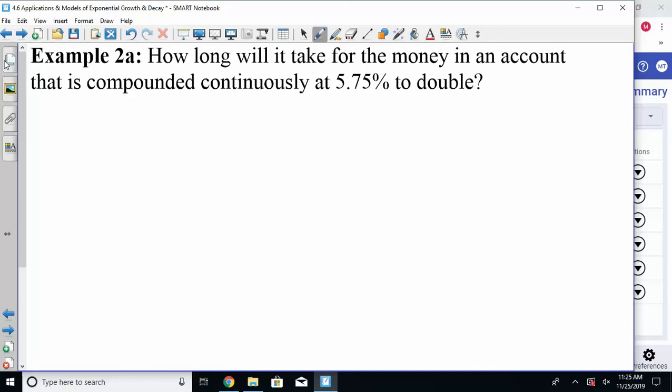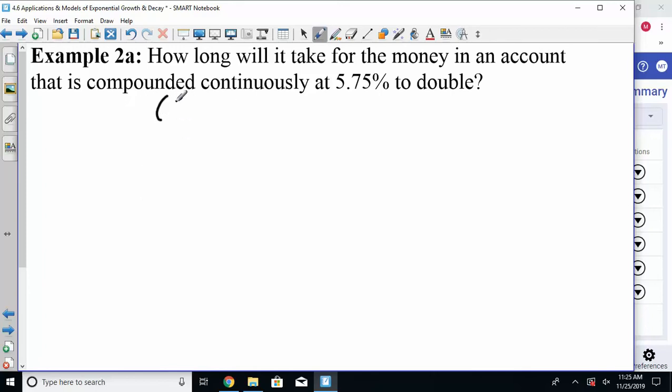Okay, we've done problems like this before. We set them up anyway. We were solving for different things. I think we used to solve for the interest rate. Now it's asking you to solve for the time. But we've done this thing before. How long will it take for the money in an account that is compounded continuously at 5.75% to double?